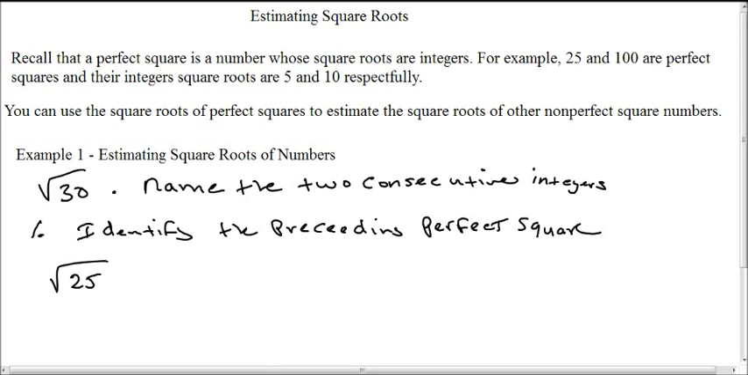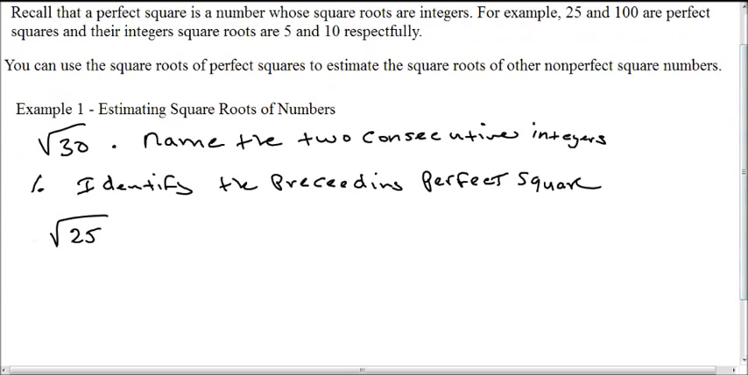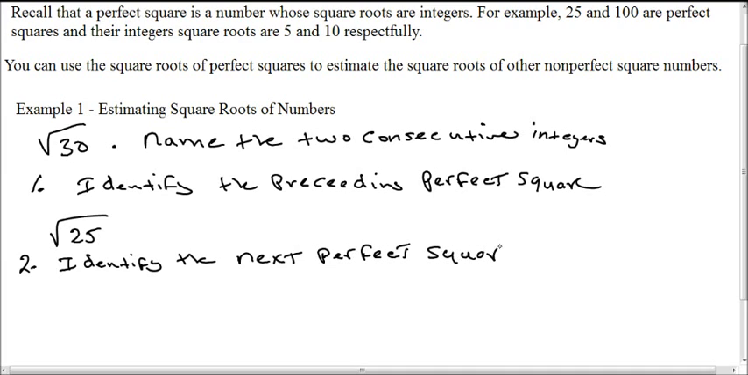Then the second thing we want to do is identify the next perfect square. What I mean by that is the perfect square after 25, and we know that perfect square is 36.